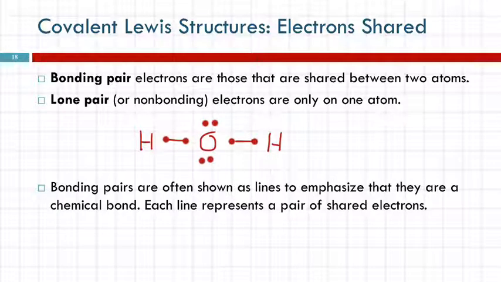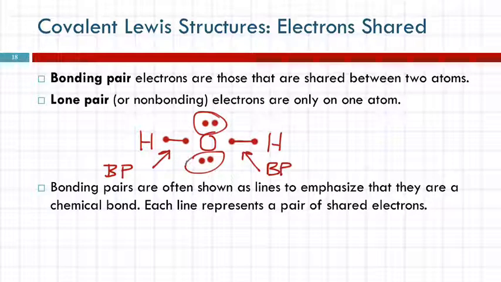So there's our Lewis structure for water. This is a bonding pair. We'll call it BP. And this is a bonding pair. These are lone pairs. They're not shared between 2 atoms. They are only sitting on 1 atom. Okay, so there's lone pairs and bonding pairs, and it's important to be able to distinguish those.